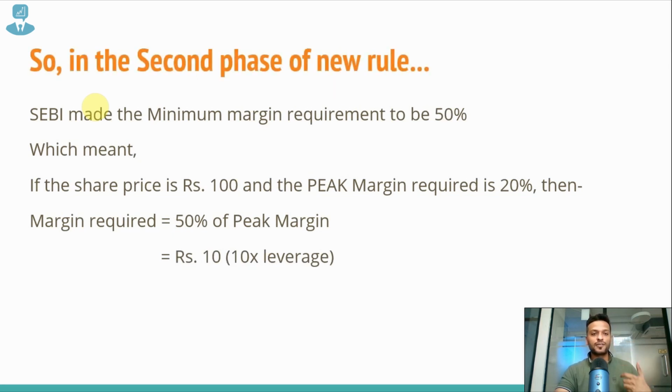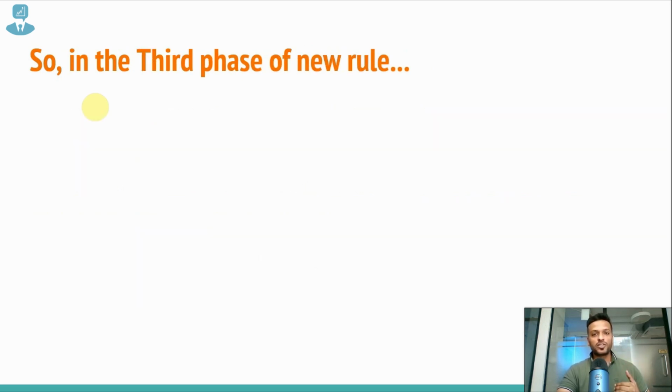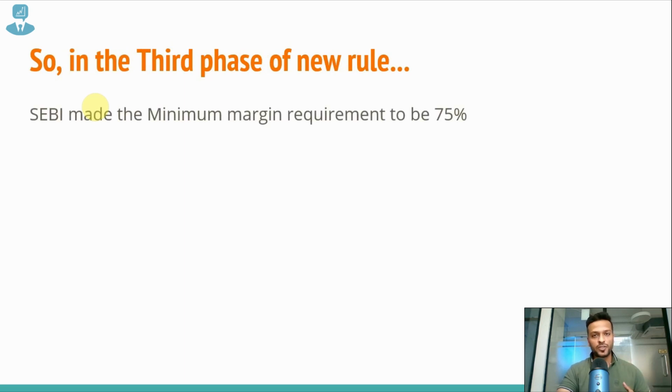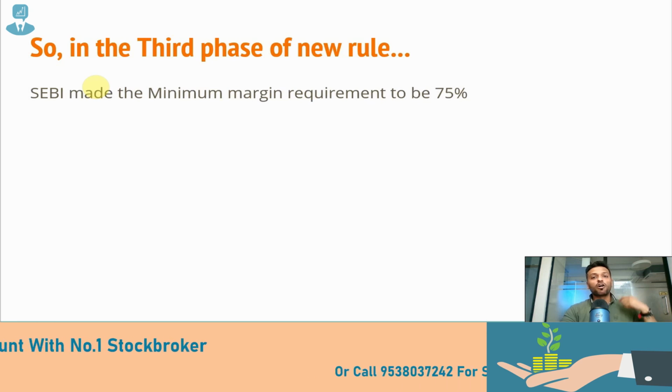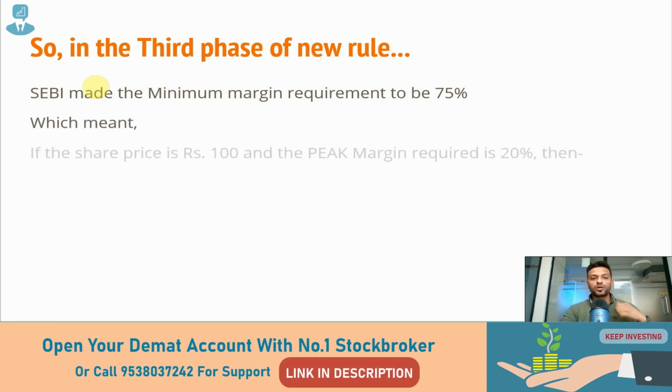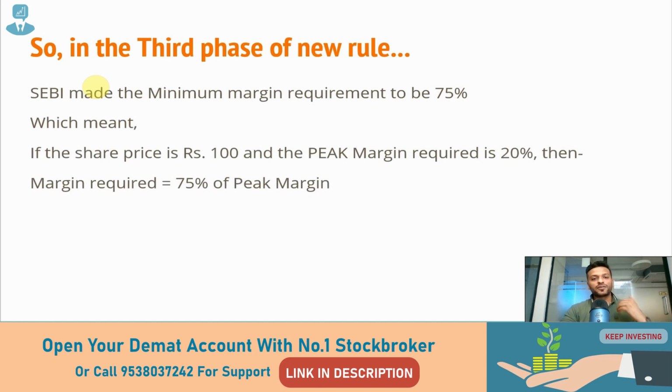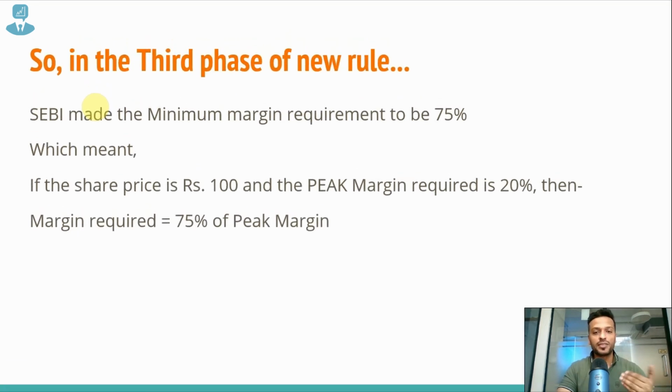Now in the second phase, the margin required was made 50%, which means if the share price is rupees 100, the peak margin would be 20% and the margin required will be 50% of the peak margin, which meant only rupees 10 was required to trade the 100 rupees share, which means you got a leverage of 10x. Now in the third phase of this new rule, what happened? SEBI said the margin required is 75%, which means you need to have 75% of the peak margin as margin in your trading account. The margin required was 75% of the peak margin, which was 20 rupees in our example, which means rupees 15 was required to trade a 100 rupees share, which means a leverage of 6 to 7x.